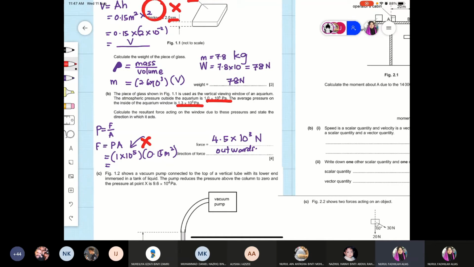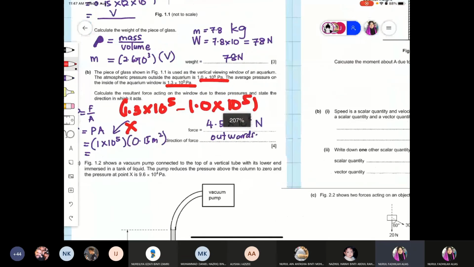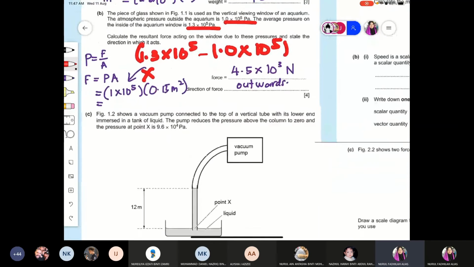Okay, so the pressure actually kena buat 1.3 times 10 to the power of 5 minus 1 times 10 to the power of 5. Okay? Ni kena minus the pressure. Okay? Kita nak tengok the difference of the pressure lah.